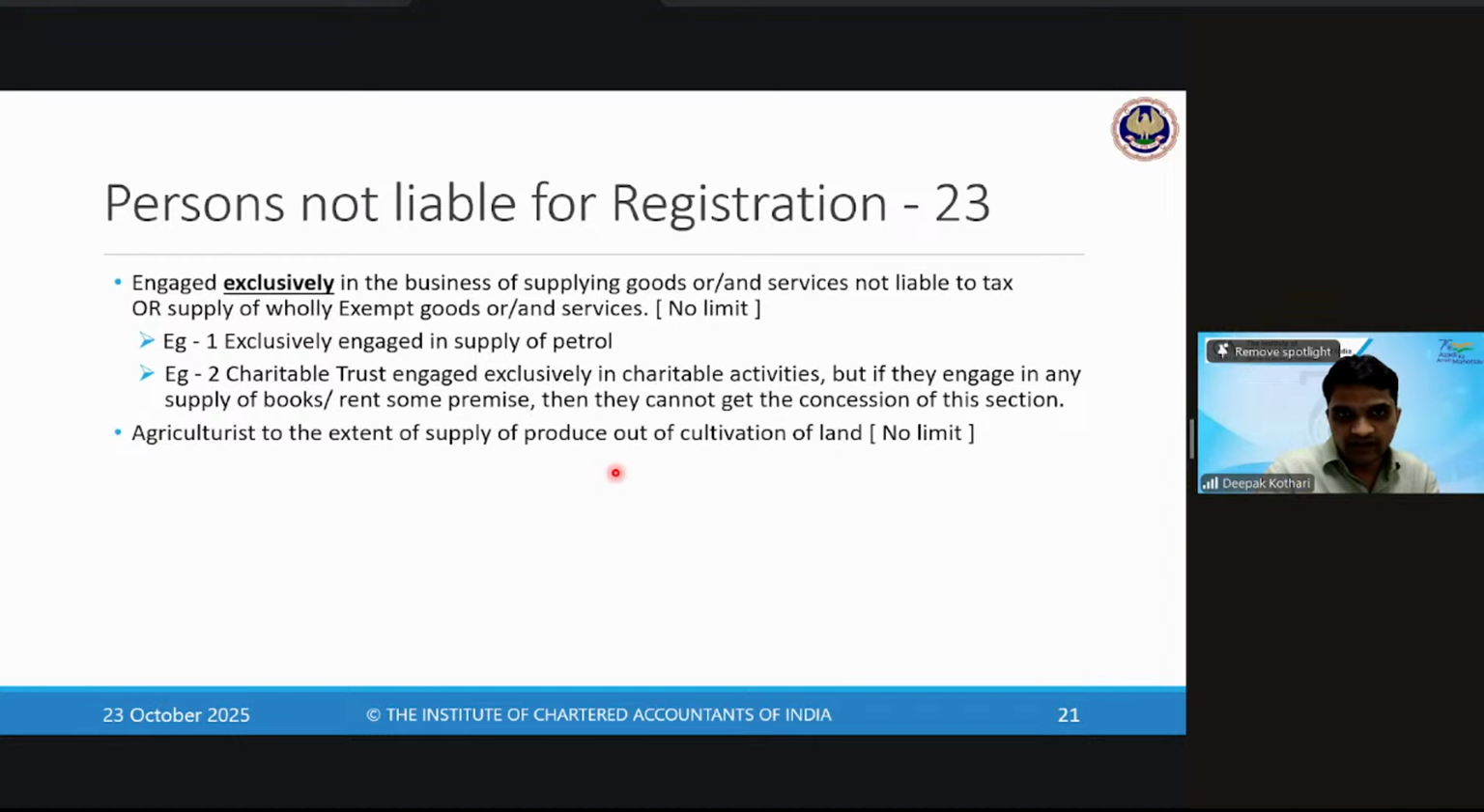It's another activity. So on that, if he's charging any rent, he's collecting rent, he's doing warehousing services. Then if his consolidated limit, that is from the production of agricultural activities, cultivation of land, and this renting, if this crosses the 20 lakh limit, then he will have to register. So be careful. Agriculturist, to the extent of supply of produce out of cultivation of land, is exempted, but any other services will be taxable and he will have to register for that.